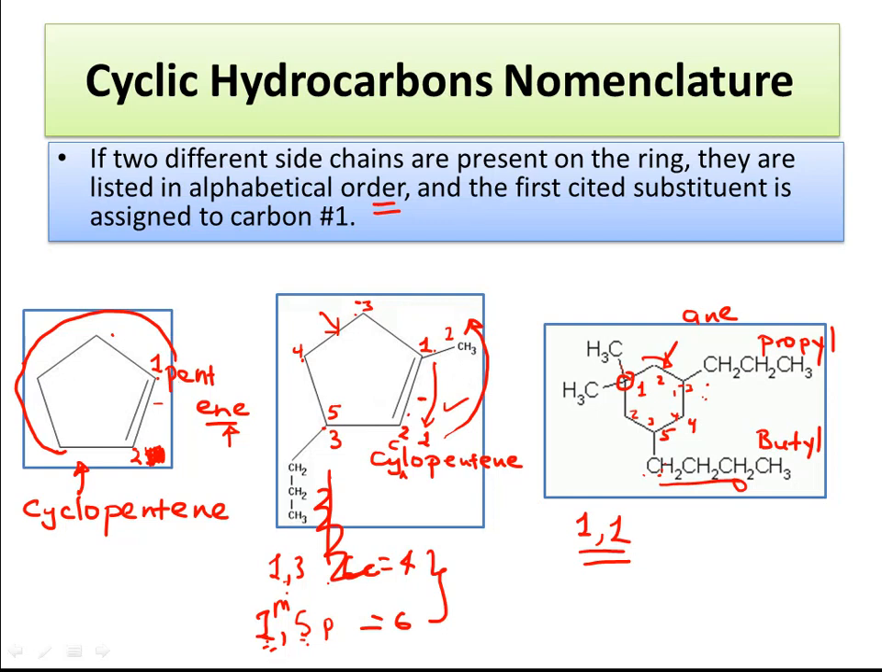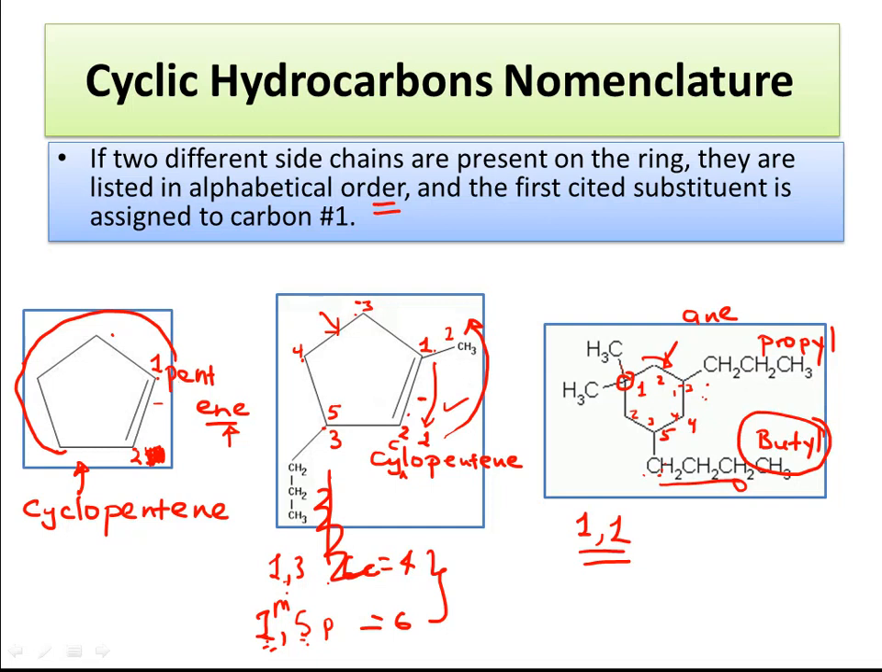So if you have 2 different side chains, what you do is you list them in alphabetical order, and the first cited substituent becomes assigned carbon number 1. Or if you've got a scenario like the one I had here, where whichever way you count, you get the same locant number combination, I went with the one that came first alphabetically.